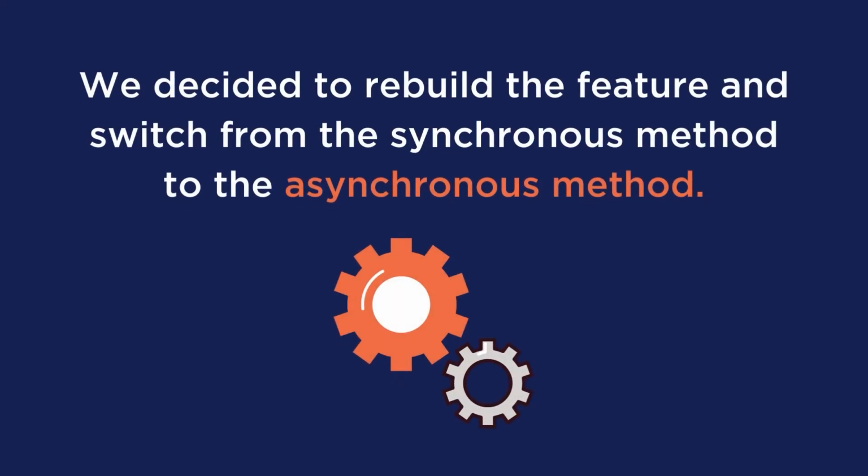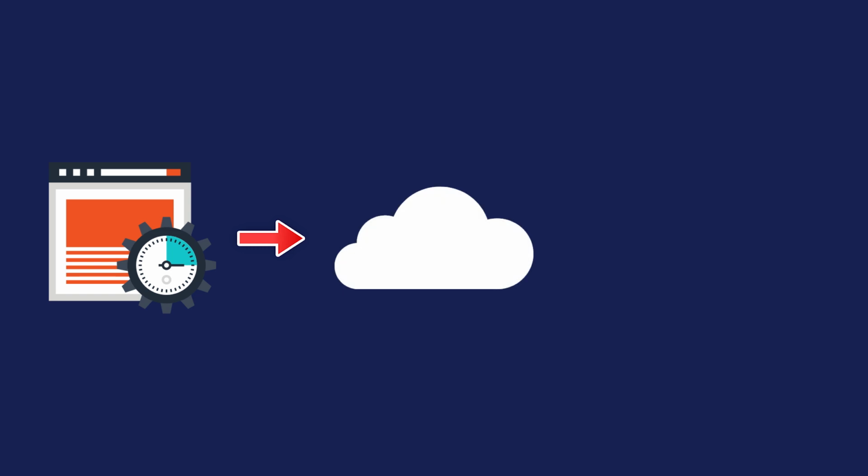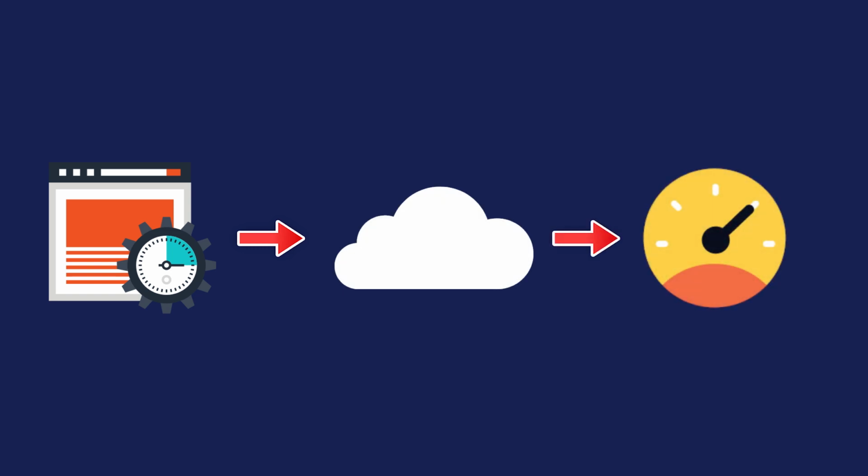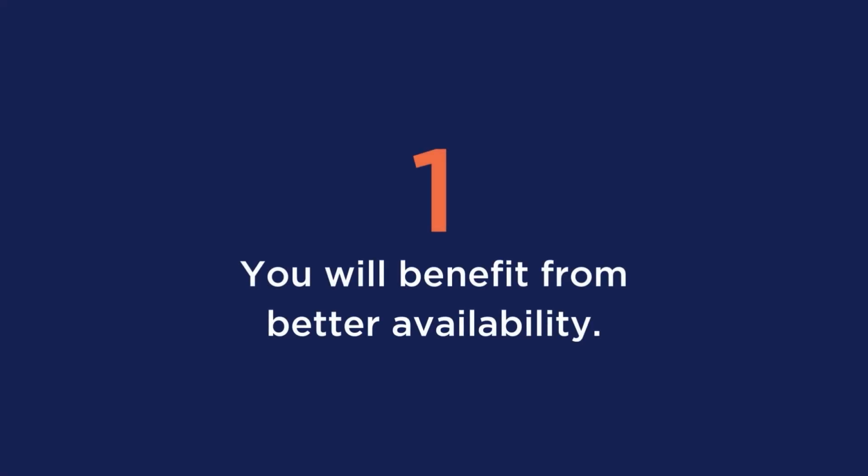With 3.11, we decided to rebuild the feature and switch from the synchronous method to the asynchronous method. The asynchronous method will cache the page, make an API call, and generate the used CSS after 60 seconds. Now let me tell you two reasons why this switch is a game changer. First, you will benefit from better availability. In other words, you won't be stuck any longer when WP Rocket tries to generate the used CSS. With this update, you will now generate used CSS for 100 URLs every 60 seconds.